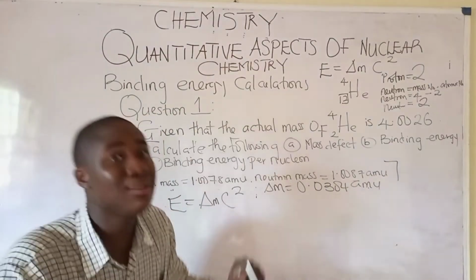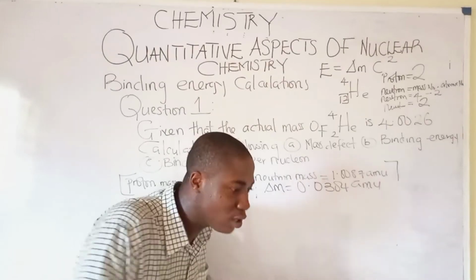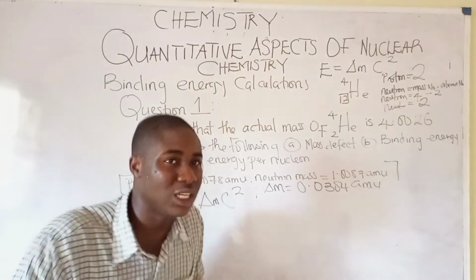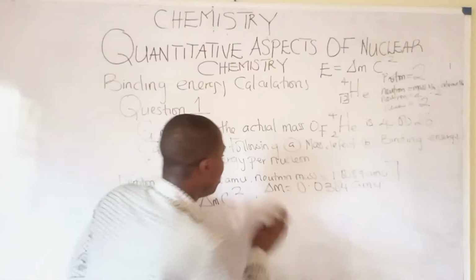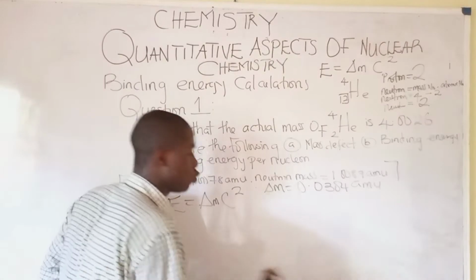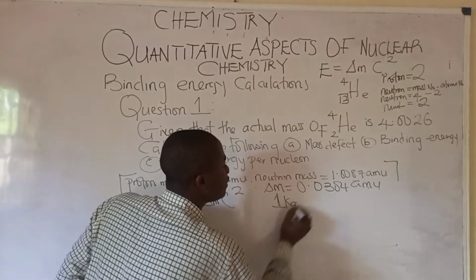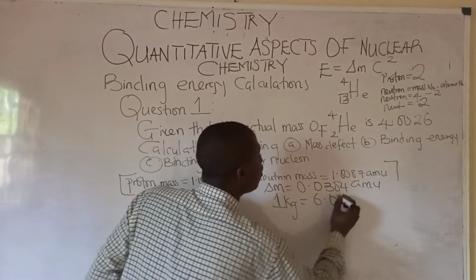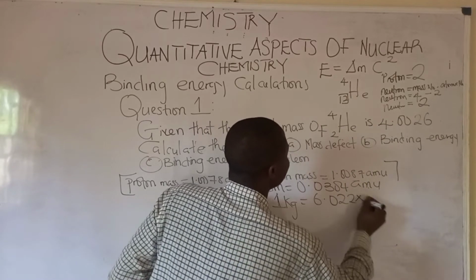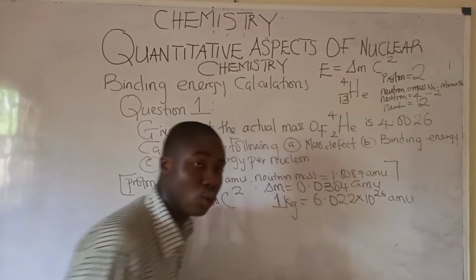This is something that must be noted. When you are done calculating the mass defect, convert the mass defect from AMU, which is atomic mass units, to kilograms. Take note. So we have to convert this value to kilograms. Now, how does it work? It must be noted that 1 kilogram is equal to 6.022 times 10 raised to the power of 26 AMU. This is something that must be noted.